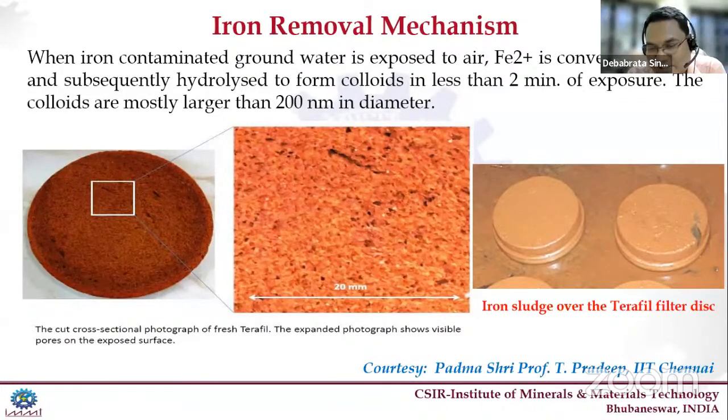That's why, as I discussed yesterday, when there is 60 ppm of iron in the water, the sludge generation will be very high. That means we have to frequently wash and clean the filters, and that may not be economically feasible in a community-based system.